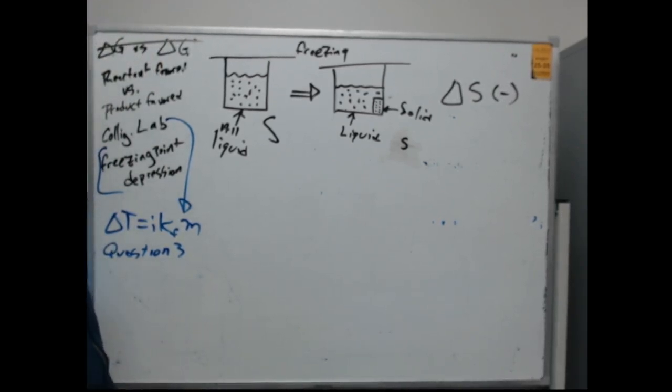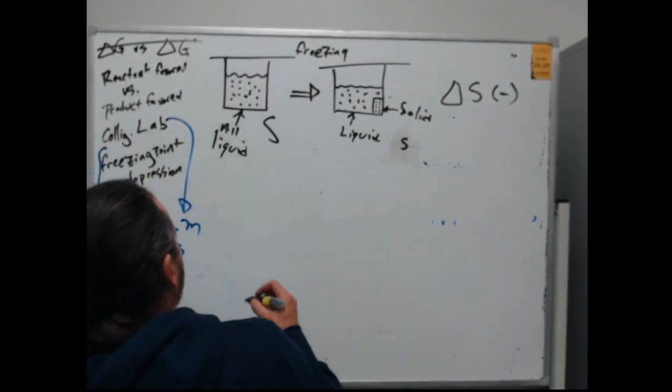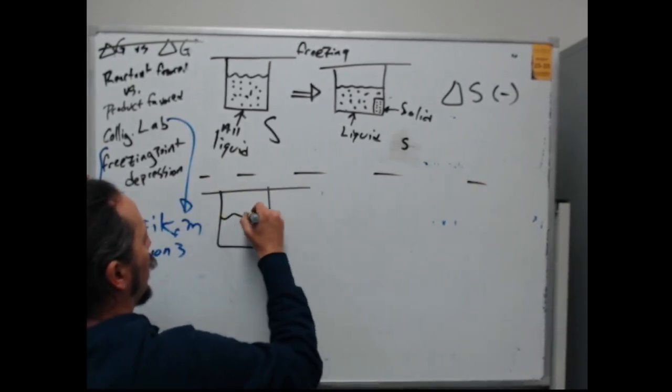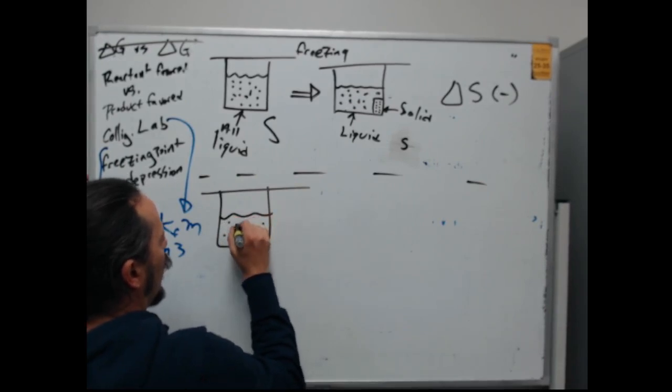Where the colligative properties come in is it says, hey, let's do that again, but now we're going to do it where I've got my liquid.